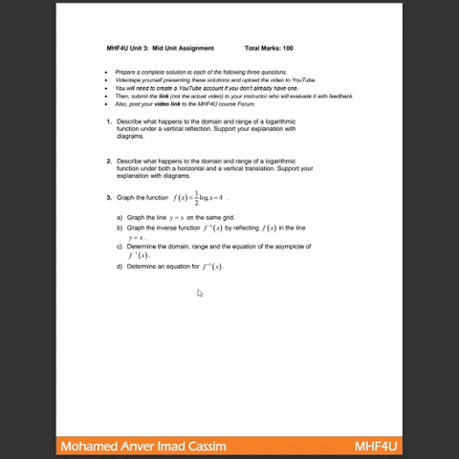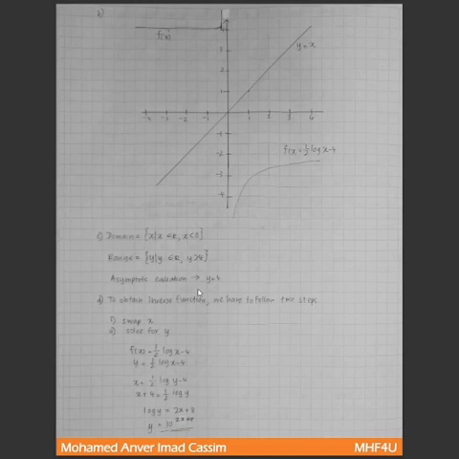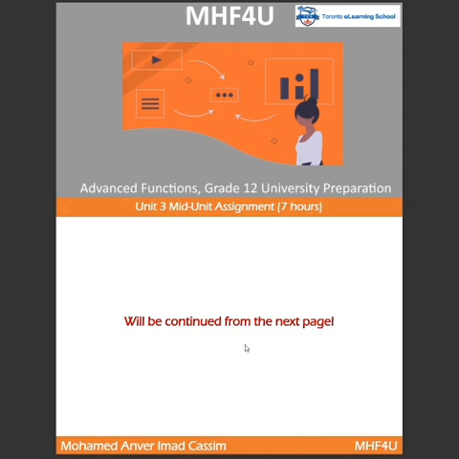Determine an equation for f inverse of x. So the answer for question D is, to obtain the inverse function we have to follow two steps. Firstly, we have to swap x and y, and then we have to solve for y. So instead of f(x) we substitute y, and we work out to find the y value. So we have found the y value over here, and that's it for the Unit 3 mid-unit assignment.